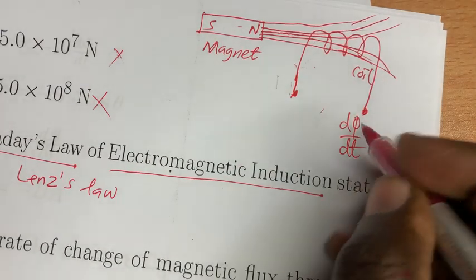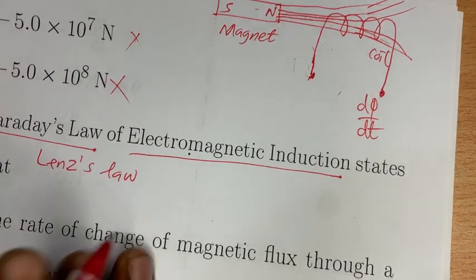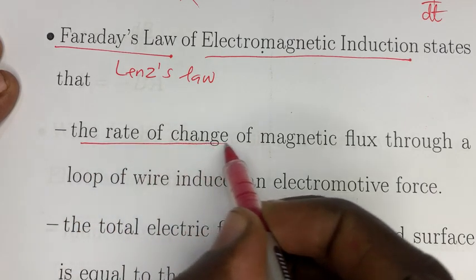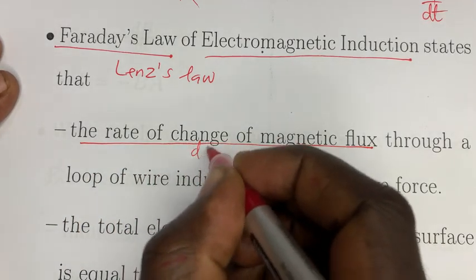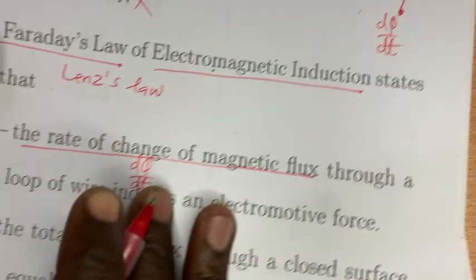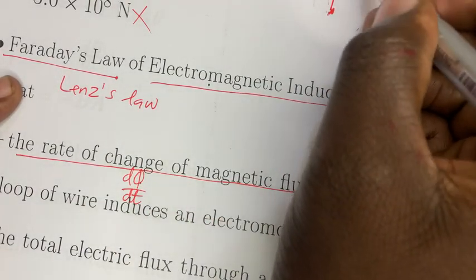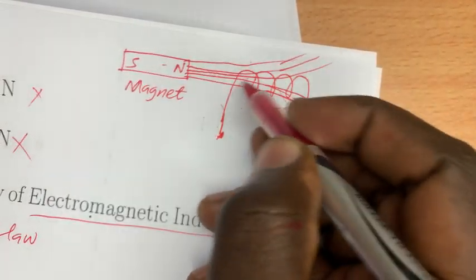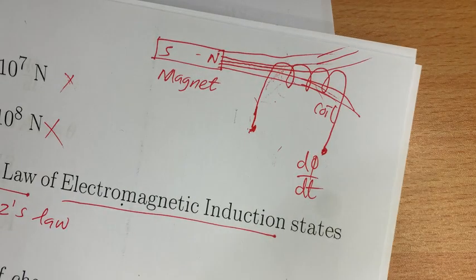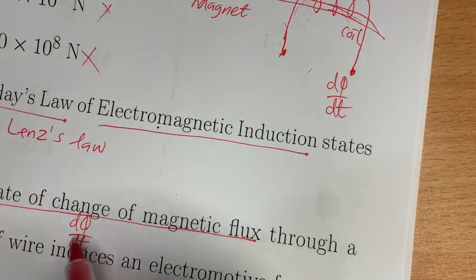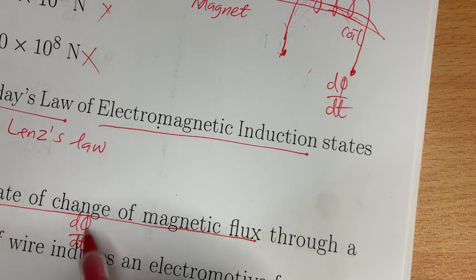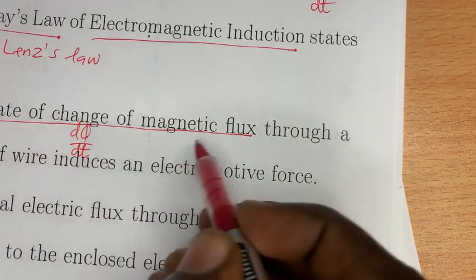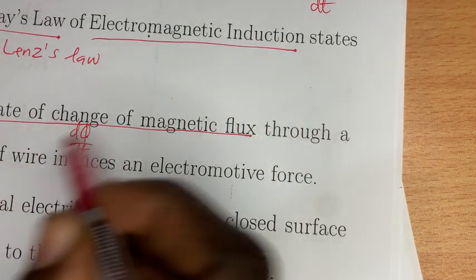What Michael Faraday is saying is, look at it here, the first option: the rate of change of magnetic flux, meaning d phi dt. The phi is the number of field lines, magnetic field lines, linking with the coil. And d phi dt is the rate of change of these lines per unit time. If this rate increases, there will be more EMF.